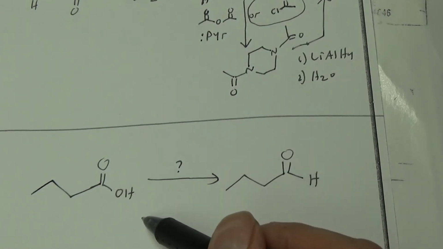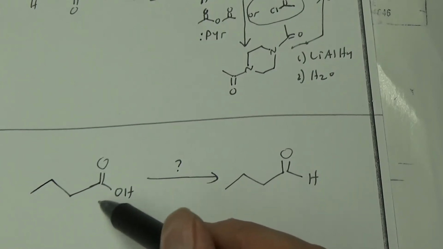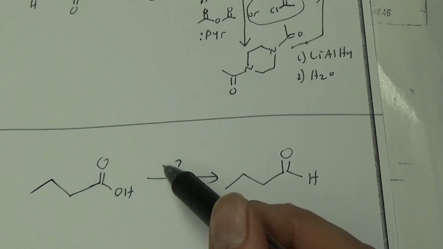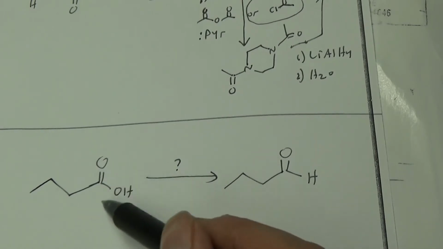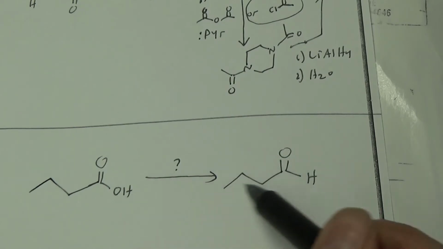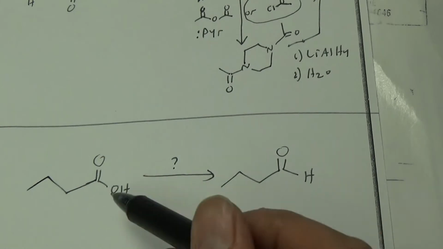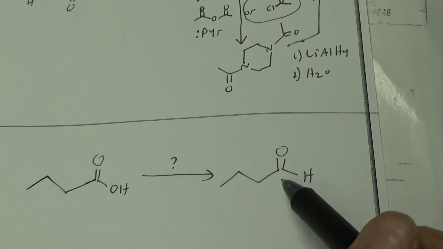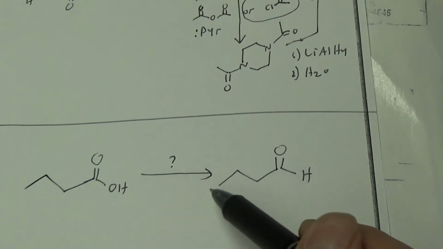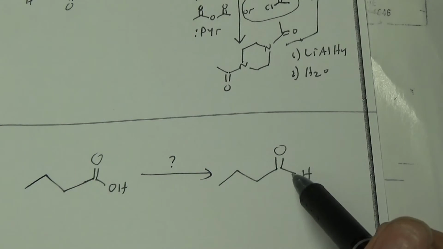Yeah, in principle you can do that, but we've never learned that. And when we learned about reduction of carboxylic acids, all I taught you was lithium aluminum hydride. And lithium aluminum hydride does a double reduction to the alcohol. So that's not possible. I'll give you a hint, this is impossible in one step. But you can do this in a couple steps. So how could I do this in 2 steps, for example? How could I go from a carboxylic acid to an aldehyde in 2 steps?